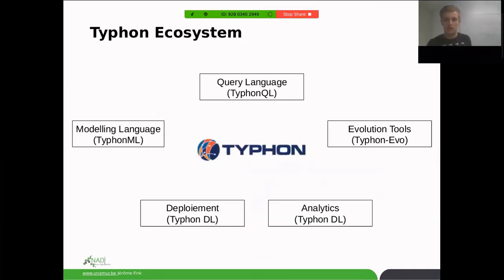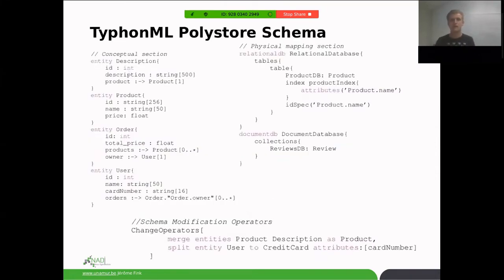To solve this problem, the European Union launched the Typhon project, which aims to provide processes and tools helping developers to build and maintain their hybrid Polystore. In this work, we will focus only on 2 modules of the Typhon project. The first one is the TyphonML Polystore schema. The TyphonML Polystore schema describes the architecture of the Polystore.